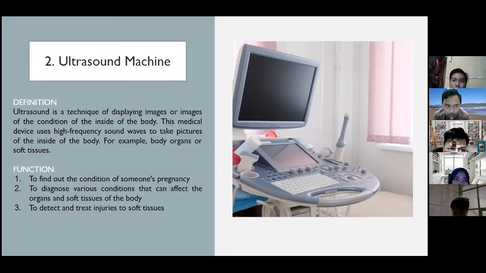Number 2, the ultrasound machine. Definition: ultrasound is a technique of displaying images of the condition of the inside of the body. This medical device uses high frequency sound waves to take pictures of the inside of the body, for example body organs or soft tissues. Function: the first is to find out the condition of someone's pregnancy. The second is to diagnose various conditions that can affect the organs and soft tissues of the body. And the third is to detect and treat injuries to soft tissues.